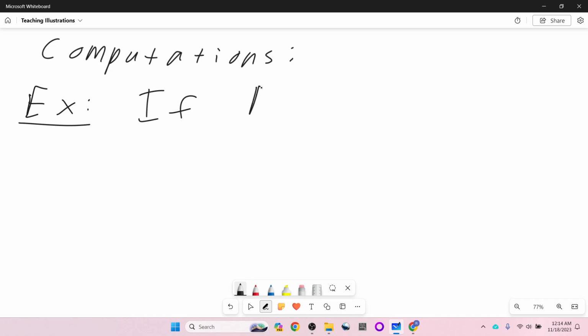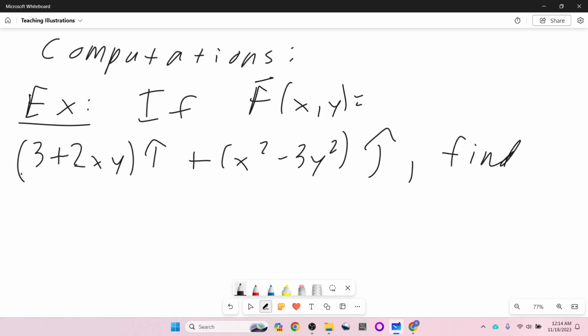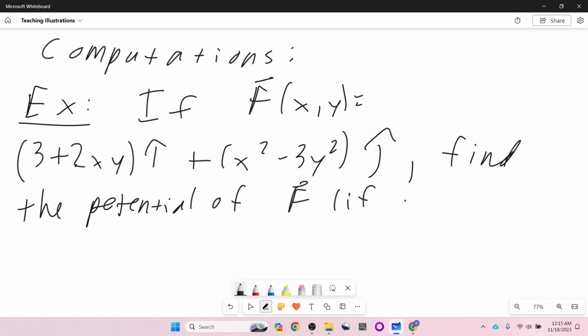So, if F of x, y is 3 plus 2xy times i plus x squared minus 3y squared times j, find the potential of F if it exists.